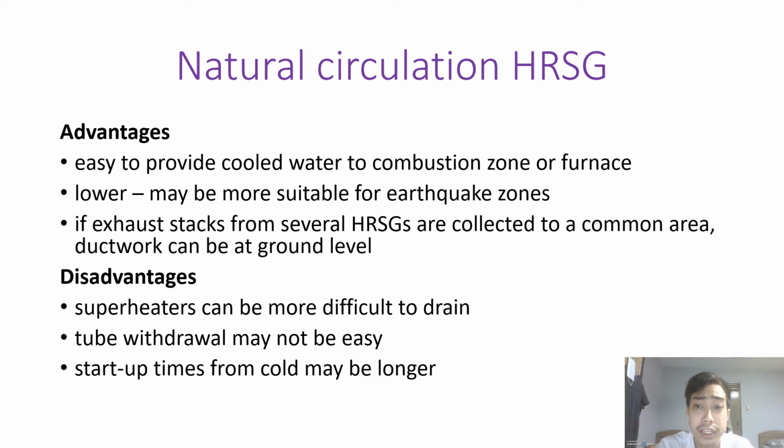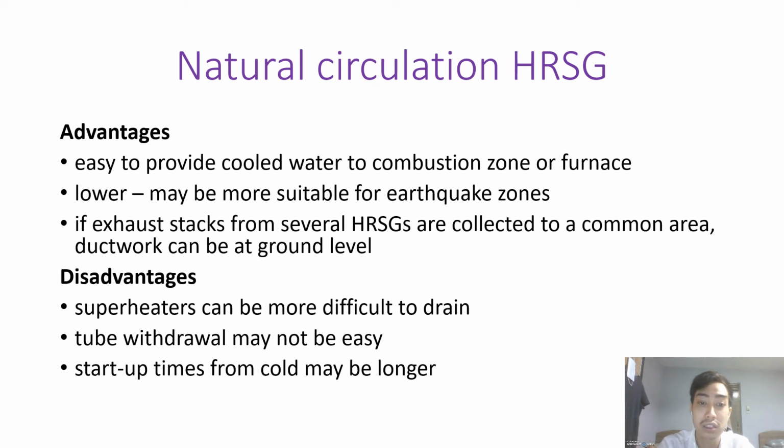The horizontal HRSG is typically known as the natural circulation HRSG because circulation through the evaporator takes place entirely by gravity, based on the density difference of water and boiling water mixtures. Moving on to the advantages of natural circulation HRSG. Firstly, it is easy to provide cool water to the combustion zone or furnace. This is because the tubes are vertical and essentially self-supporting.